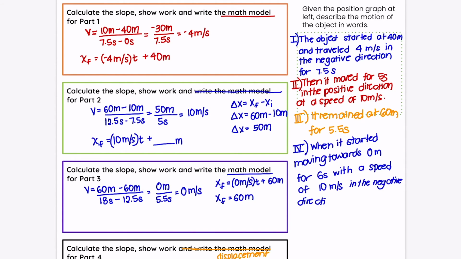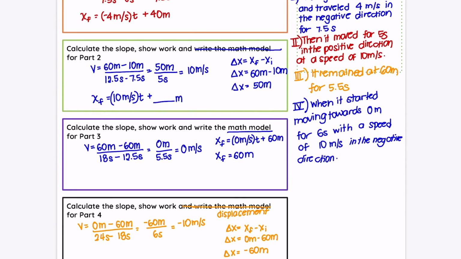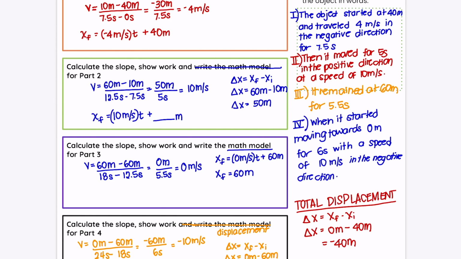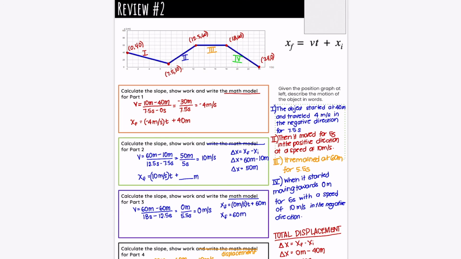And next, we're going to calculate the total displacement of everything. So total displacement from the very, very beginning all the way to the very, very end. So we're going to look at where the object started at time 0 and where it ended at time 24, since that's how long the object traveled for in our graph. So it's going to be 0 meters minus 40 meters, that's where it started, and it's going to give us a displacement of -40. And that's it.